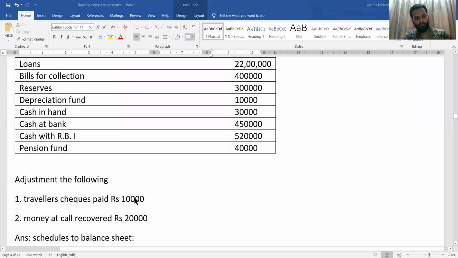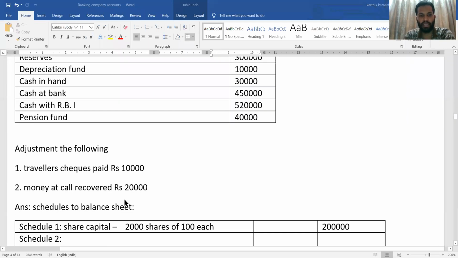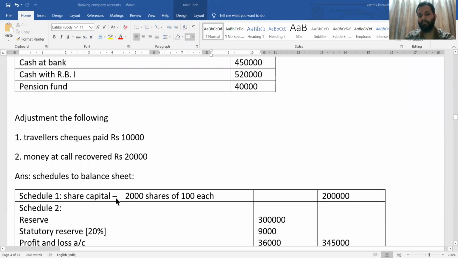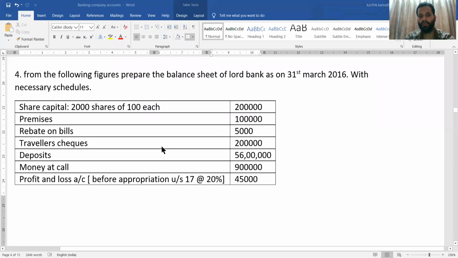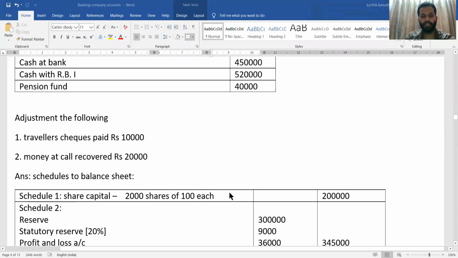So one by one we are going to discuss now. Schedule to balance sheet, working note. This is a working note. So schedule number 1, share capital, 2000 shares of 100 each. Directly given first information, share capital. So that is schedule number 1, 2 lakh.